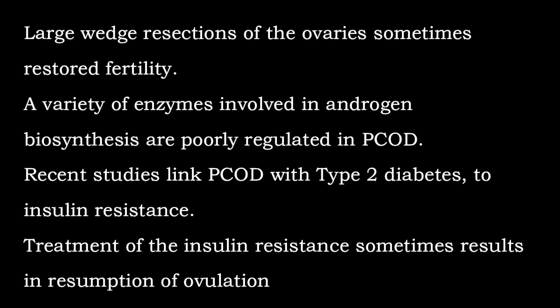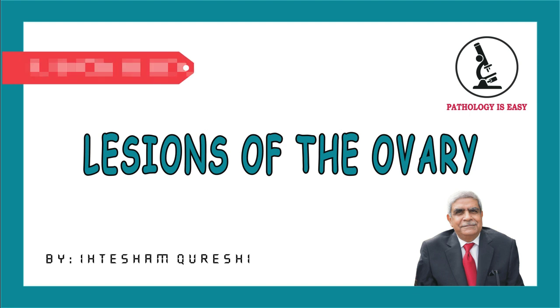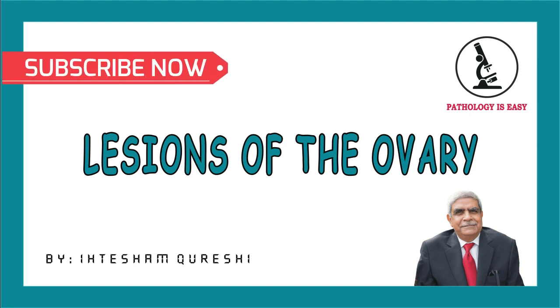In many cases, a variety of enzymes involved in androgen biosynthesis are poorly regulated in polycystic ovarian disease. Recently, a link between type 2 diabetes and polycystic ovarian disease has been established, and treatment of the type 2 diabetes results in the resumption of ovulation.